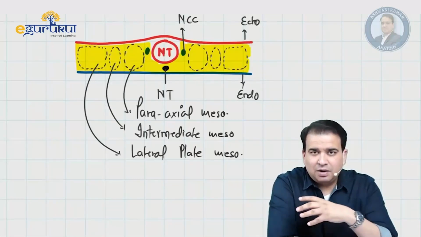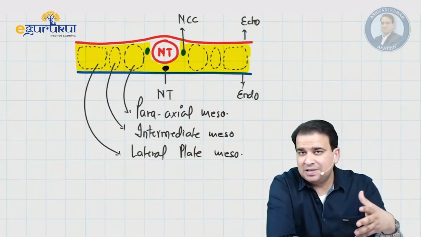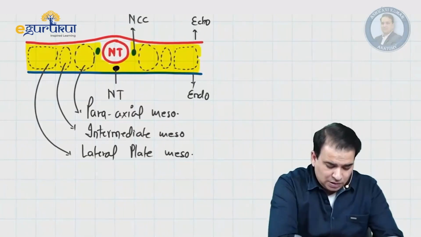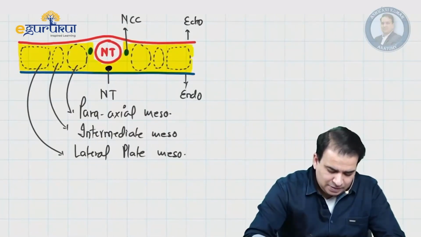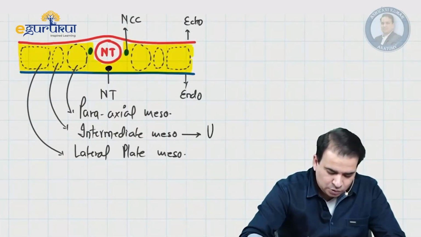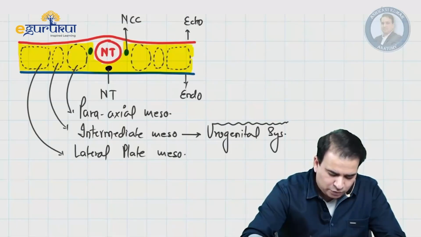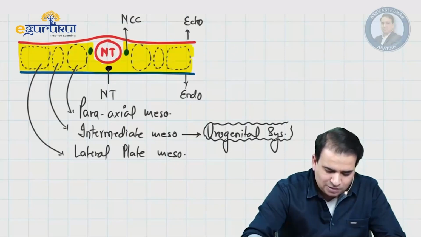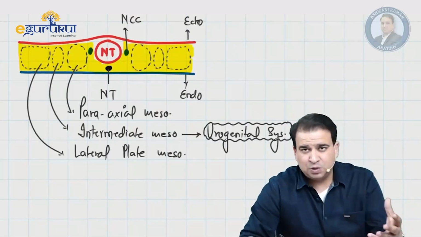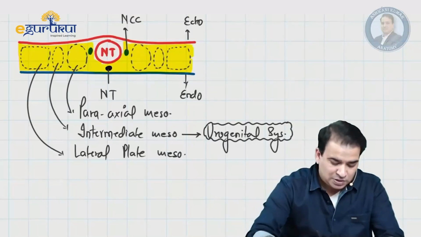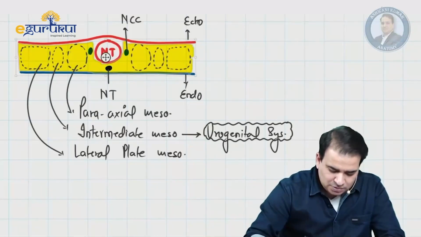So the next discussion of ours is based on what changes you will see in this paraxial mesoderm and the intermediate and the lateral plate mesoderm. Let me just give you a hint here itself. Guys, intermediate mesoderm is something which will contribute to the formation of the urogenital system. Well, not entirely, but yes, it will contribute. All these genital ridge, mesonephric duct, paramesonephric duct, they're all formed in the intermediate mesoderm. We'll talk about that eventually. So that's what the intermediate mesoderm is going to do. It will contribute to the urogenital system.